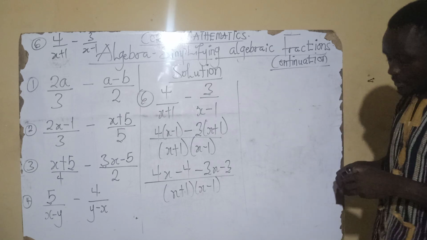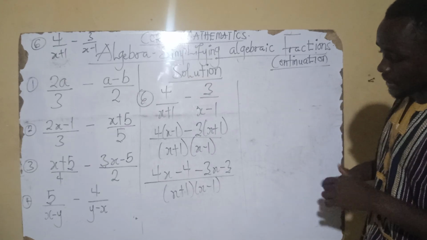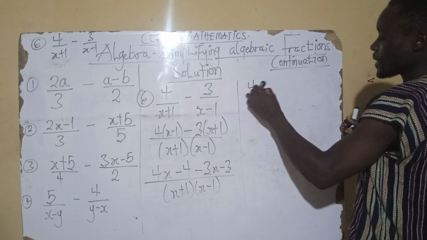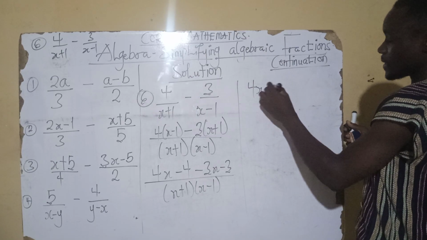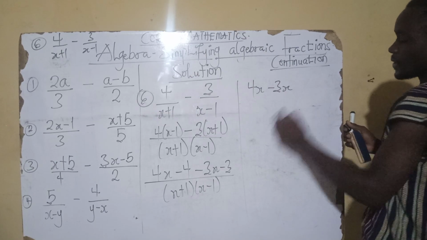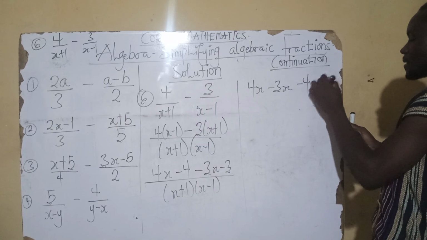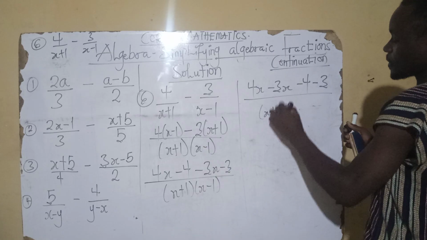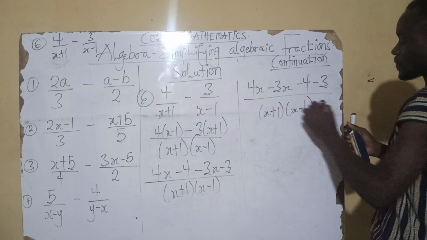Are we good? Very good. So let's continue with like terms. So now we apply like terms, we add and we subtract. So we are getting 4x minus 3x. Then we have minus 4 minus 3, all over x plus 1, x minus 1.